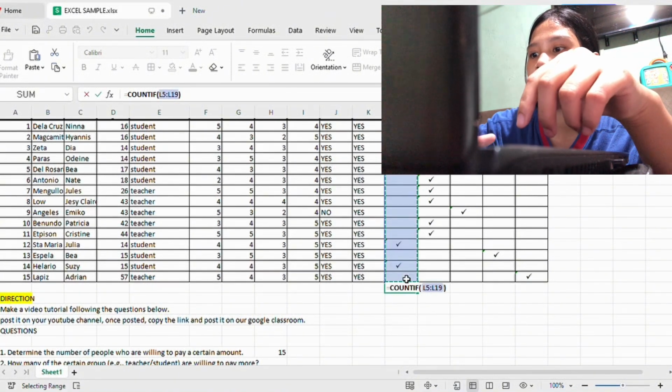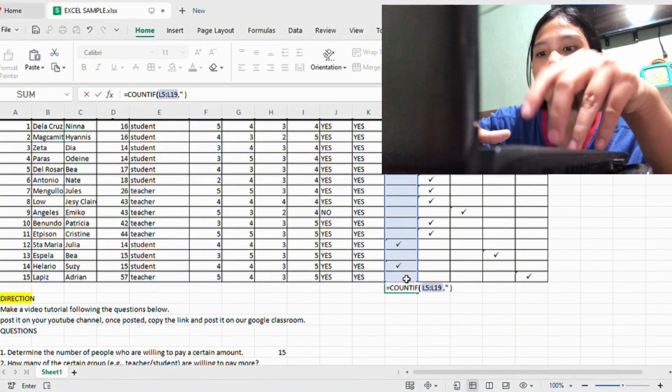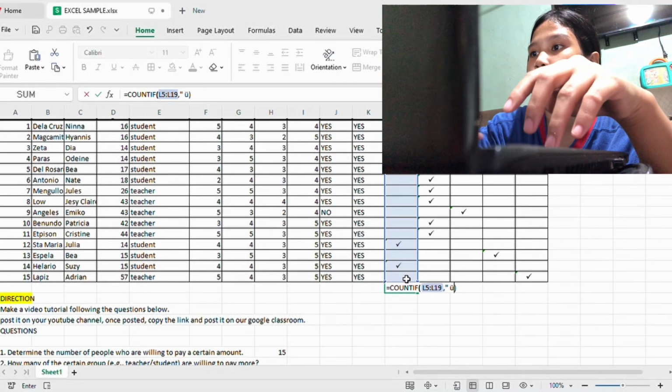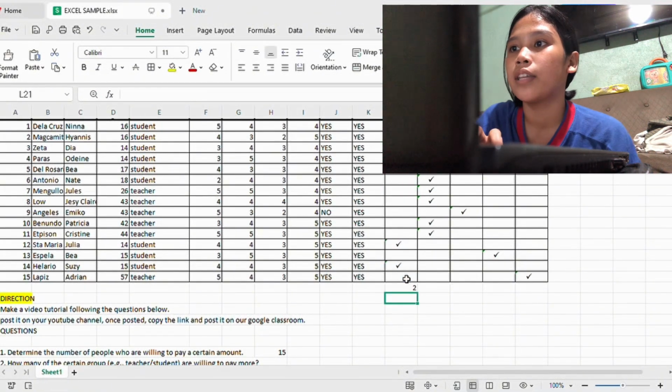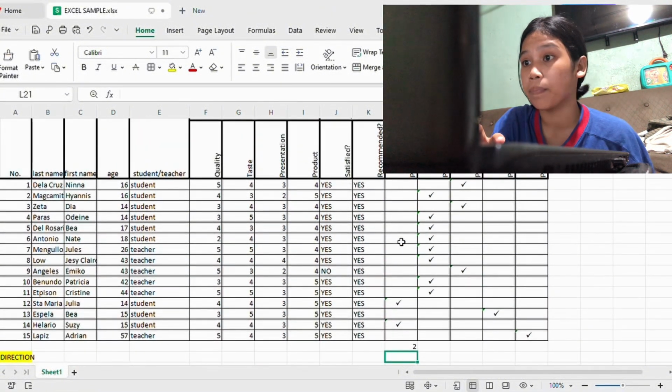and then comma, quotation mark, and then paste the check, and then quotation mark again. So enter. So we have the number of people who are willing to pay 15 pesos below.